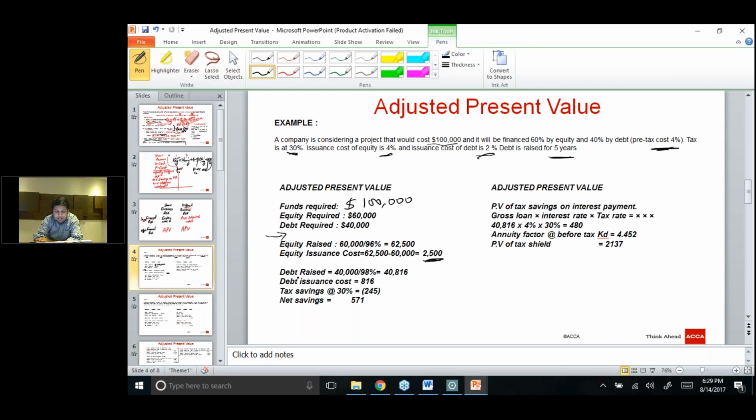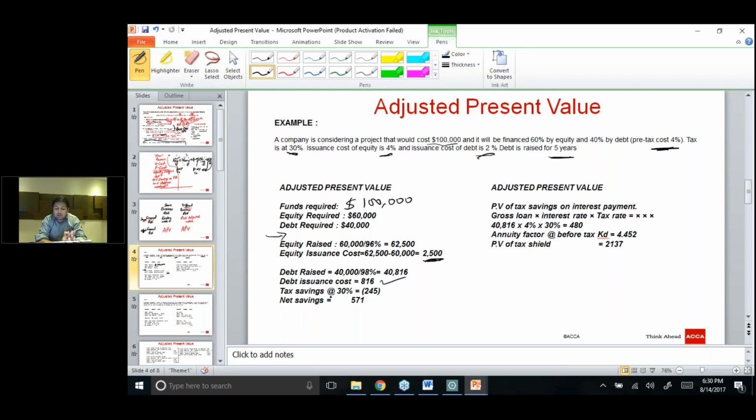For the debt, we will take the same assumption, as the issuance cost is 2%. So we will assume that these funds are 98%, and we have taken its gross up value, that is $40,816. So the issuance cost is $816. We have raised funds of $40,816 and the issuance cost is $816.